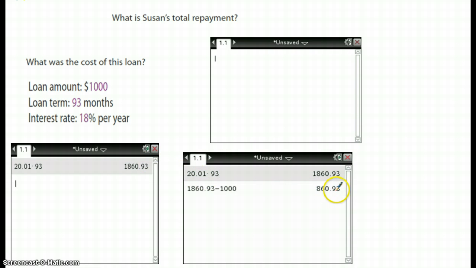Now to see how much interest she's paying, we simply subtract 1,000 from $1,860.93, and we see the cost of borrowing that money, or taking that amount of time to pay the loan, is $860.93. It's quite a bit, but you have to do what you have to do in a financial situation.